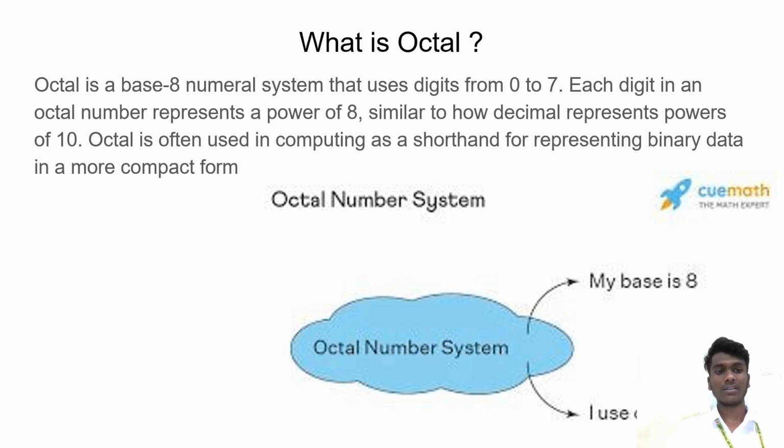What is octal? Octal is a base 8 numerical system that uses digits from 0 to 7. Each digit in an octal number represents a power of 8, similar to how the decimal system represents powers of 10. Octal is often used in computing as a shortcut to represent binary data more compactly.